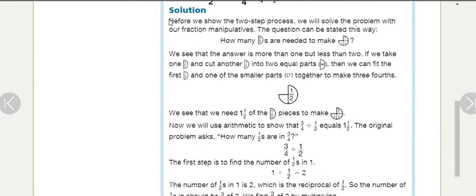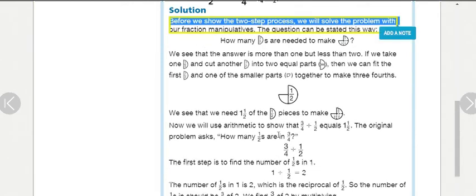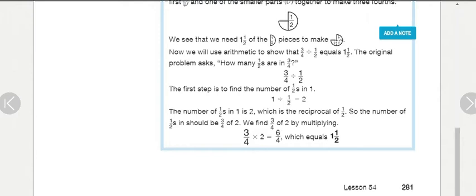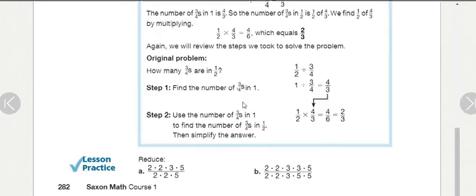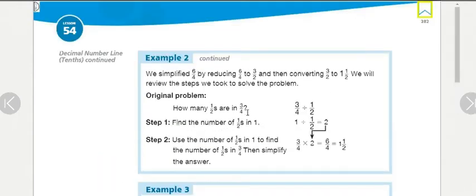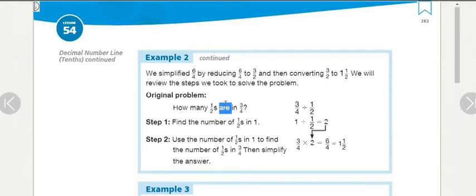They do a nice job of explaining what I just showed all in this 2-step process here. If you want to read through it, it goes a little bit slower. Gives you visuals for more steps of the way. But to review, it asked how many halves are in 3/4, which can be shown this way.